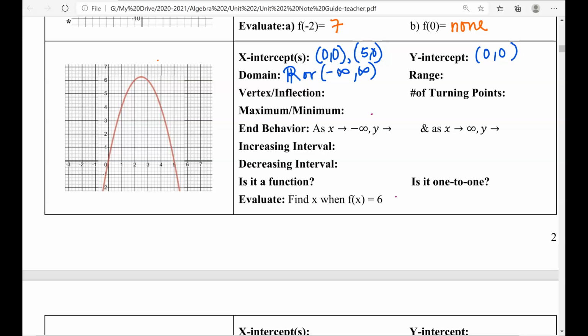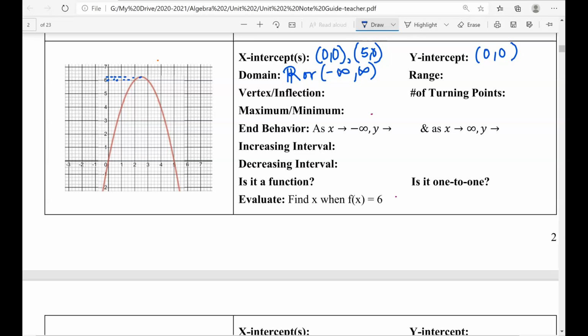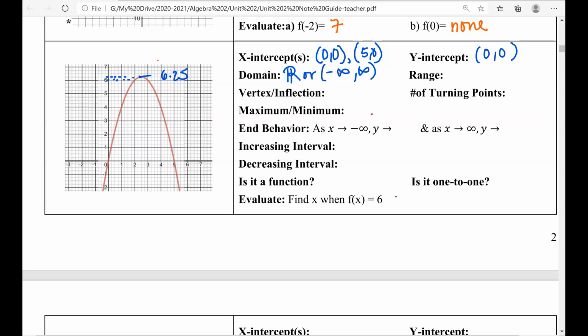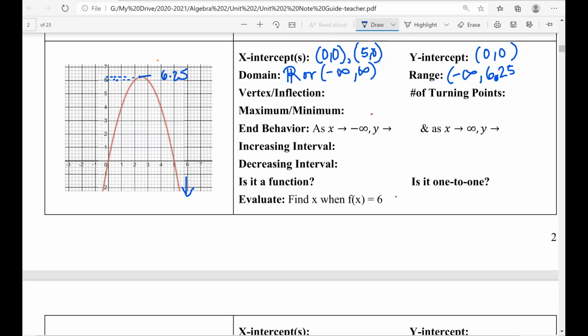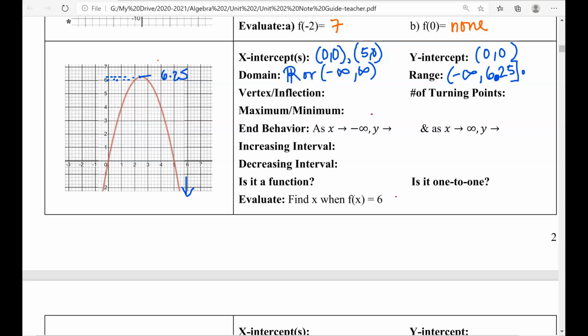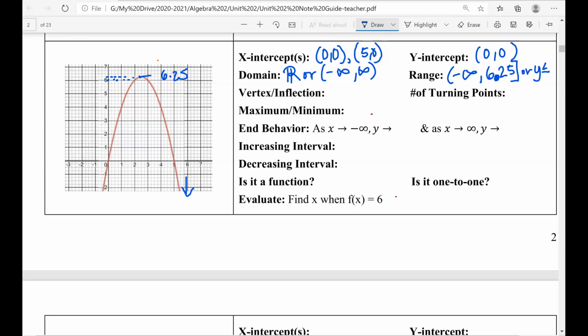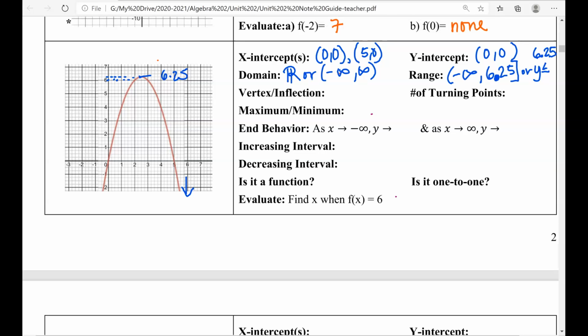So that's 6, and 6 is right there, so it looks like 6.25. Okay, so this high value is 6.25. Remember, we want to write it as an interval, so that means we have to figure out what the smaller value than that is, and it goes down forever. So we want to do -infinity all the way to 6.25, and then a bracket because it includes 6.25. Now we could also write an inequality. We can say y is less than or equal to 6.25. I'm kind of running out of space. I'm going to try to squeeze that in, 6.25, just like that.